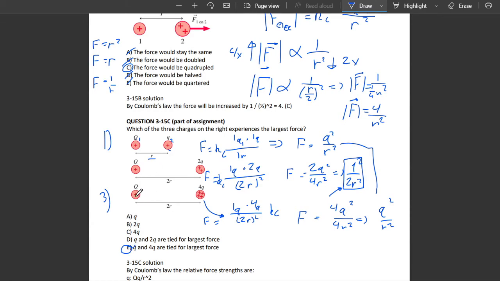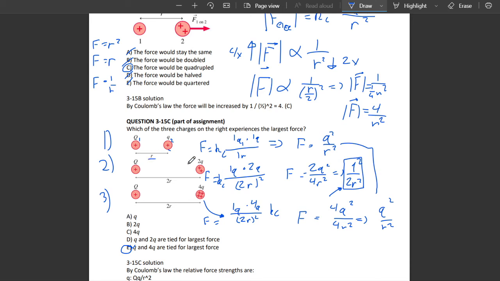Q would be true if the distance between these two particles in scenario 3 were farther, or if the distances between the two charges in scenario 1 are shorter. There's a billion ways that you could make scenario 1 have a larger force than scenario 3, but these two have equally large forces on one another.